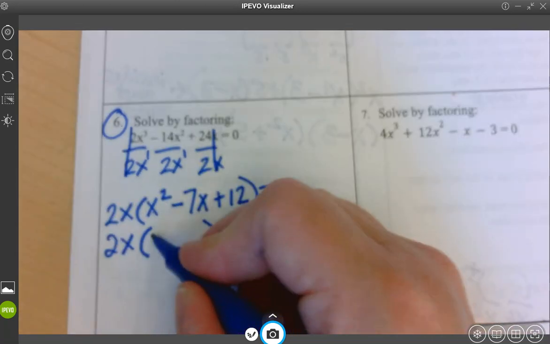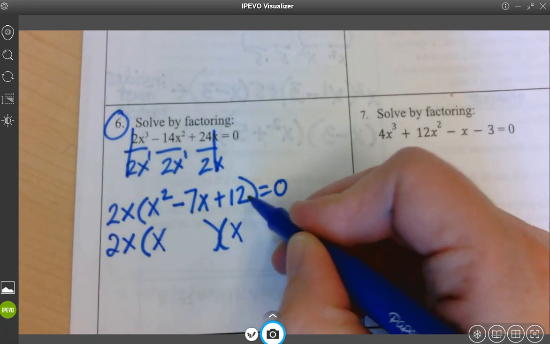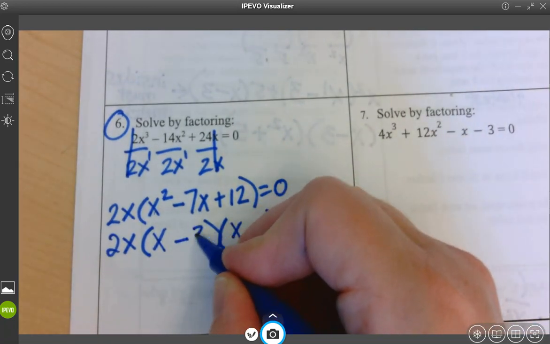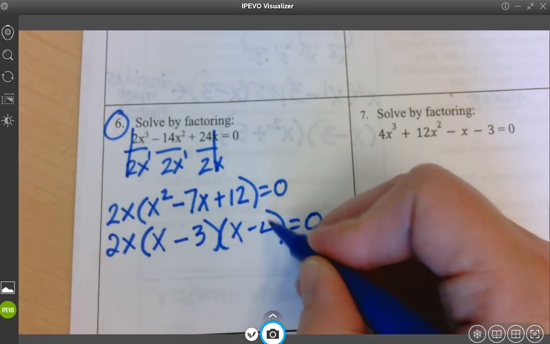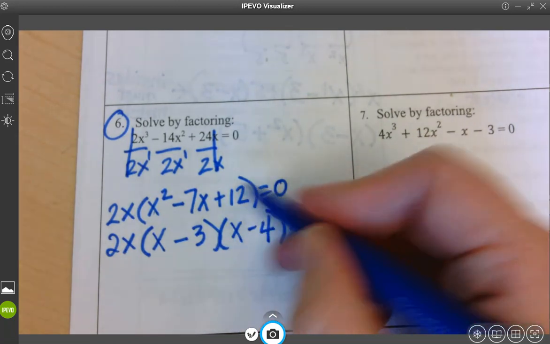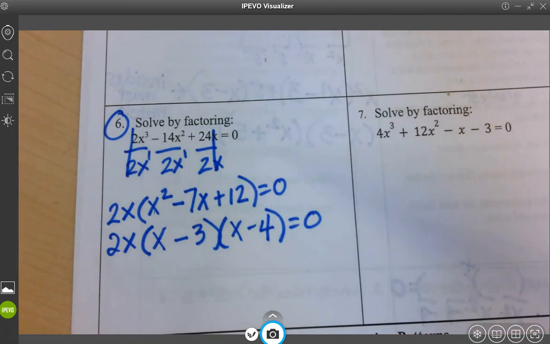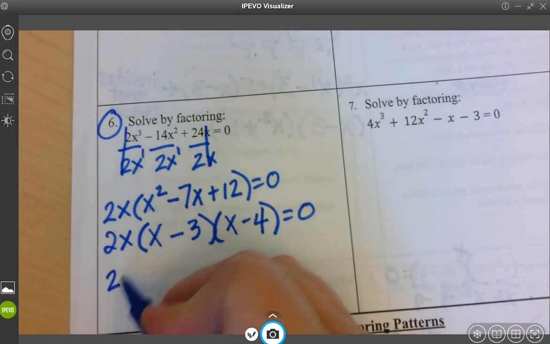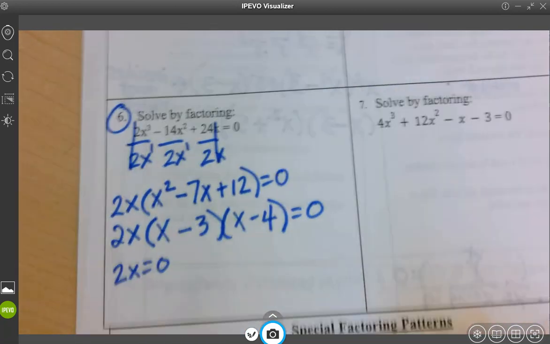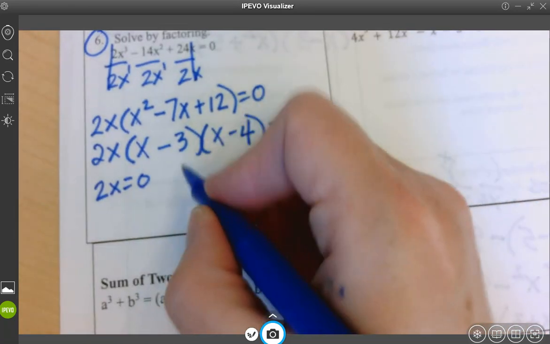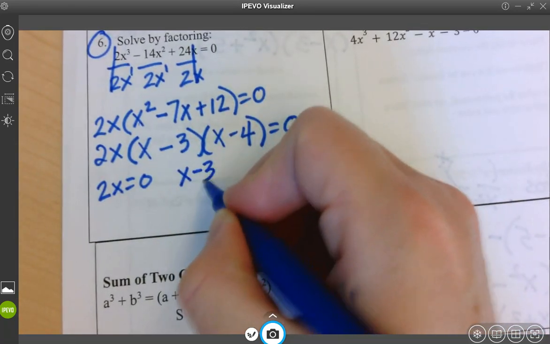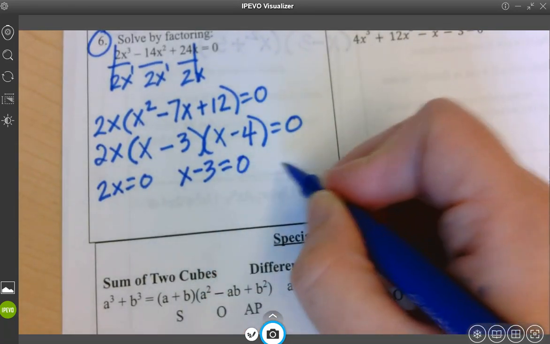So to get the x squared, it's x times x. And then to get the 12, you guys just told me it was negative 3 times negative 4. Those were the numbers that multiply to 12 and then also add to negative 7. And then we're solving, of course, so we're going to set each factor equal to 0. The problems that you do on the board, they don't say solve, so you're just going to factor those.